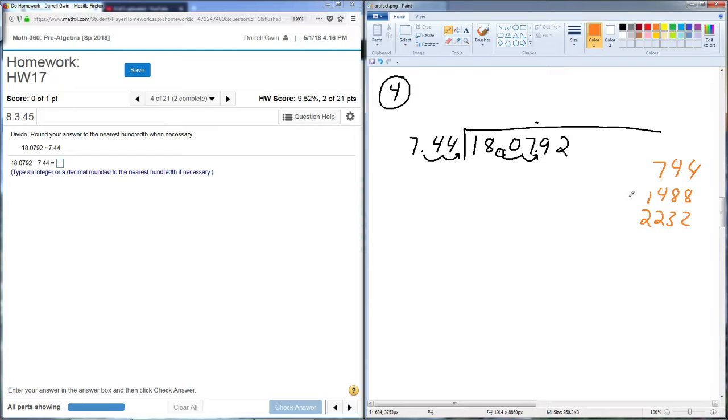This is times 1, times 2, times 3. Should I go more? I think 18 needs a 2. So 2 times 744 equals 1488. There you have it on the side. I wrote 3 multiples. If I need more, I'll write more.